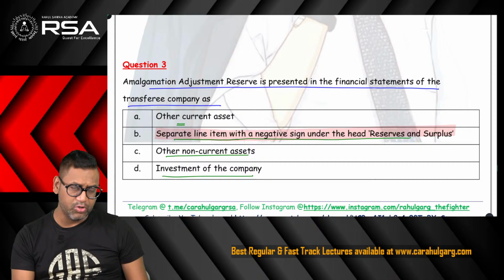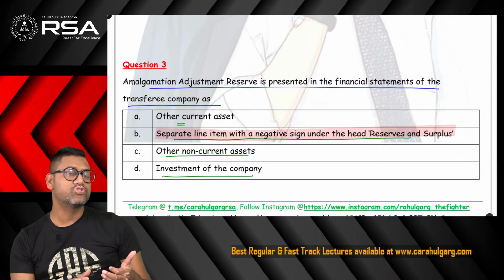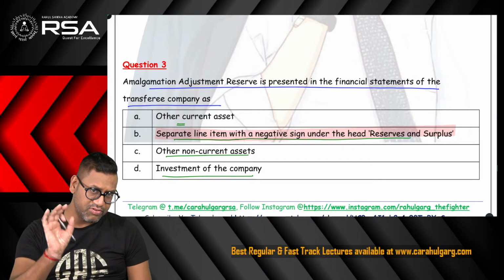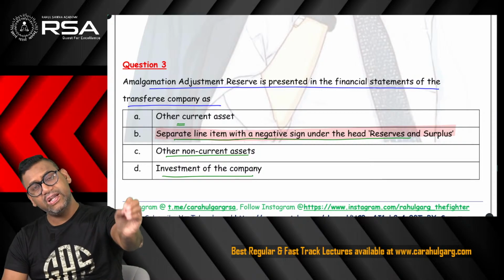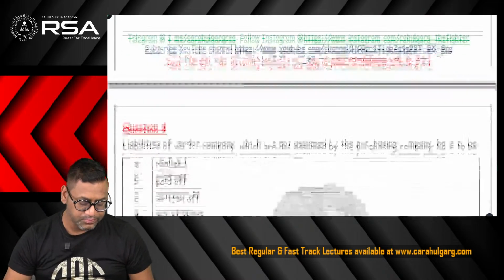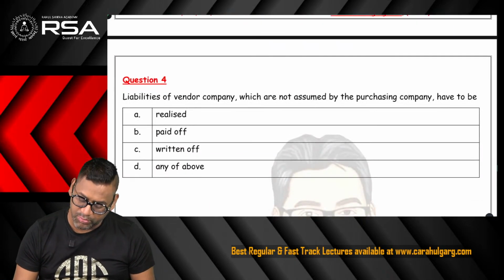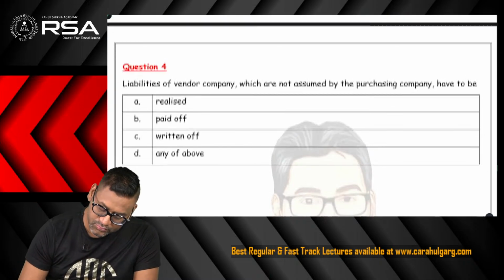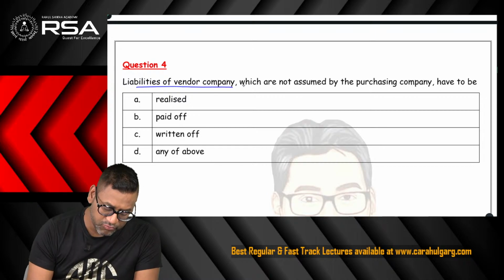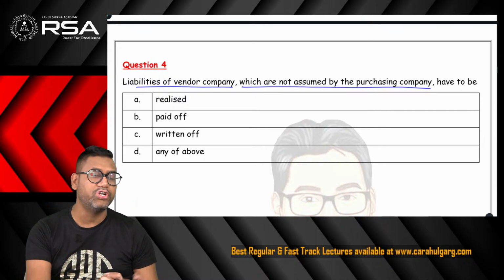Everyone should know that, because when you do the questions of the amalgamation chapter, sometimes the question asks for the balance sheet of the purchasing company as well. At that time, we know that under reserve and surplus, we note down the statutory reserve, and there itself we put the amalgamation adjustment reserve as a negative. So we are coming to the next question, question number 4. It says liabilities of the vendor company which are not assumed by the purchasing company. Not assumed means the purchasing company is not taking over.